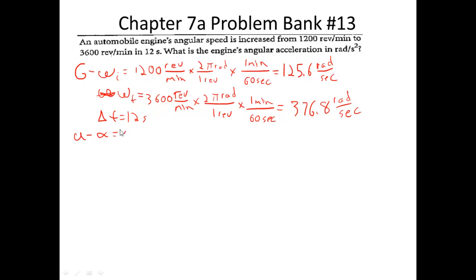Our equation, we will use the one that does not involve theta, which looks like it's going to be omega final is equal to omega initial plus alpha times time. Substitute everything in. We end up with 376.8 is equal to 125.6 plus 12 alpha, minus 125.6.